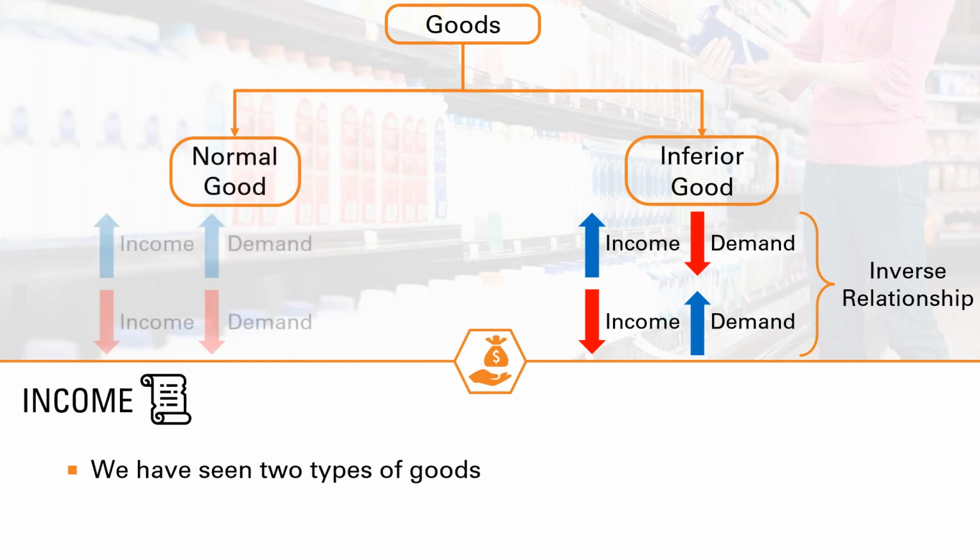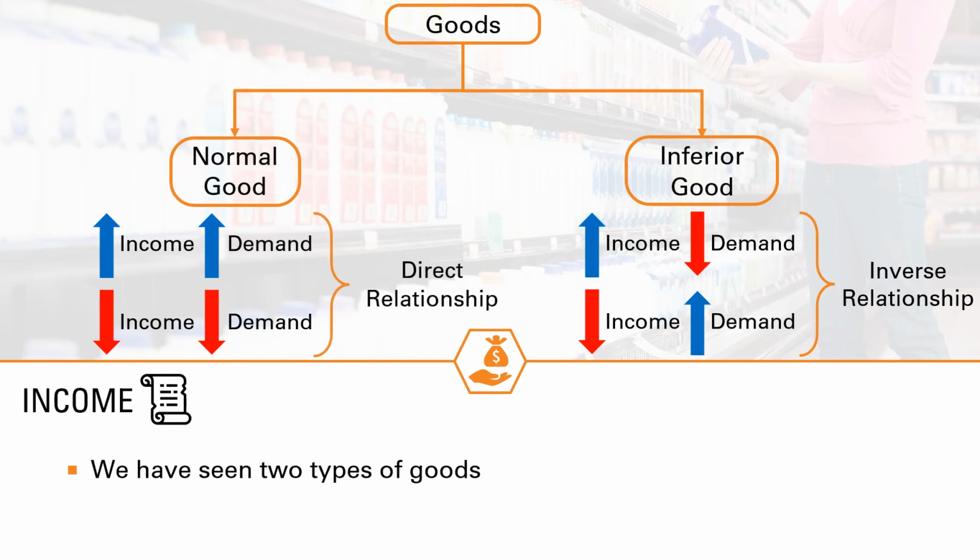And all the other goods that we have are called normal goods. That's quite straightforward. There's a direct relationship: the more money I have, the more demand I'll have for it. Okay, so that's a direct relationship.